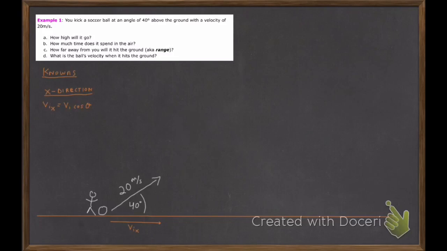Great. What else do we know? Well, we know that the acceleration in the x direction, a, is equal to 0. There is no acceleration. There's no force working on that soccer ball when it takes flight. So the Vix will stay constant throughout the entire trajectory. It will not change. So the velocity in the x direction will not change. Do we know anything else in the x direction? No, we don't know anything else in the x direction. Alright, so now let's put our knowns in the y direction. So we'll say y direction.